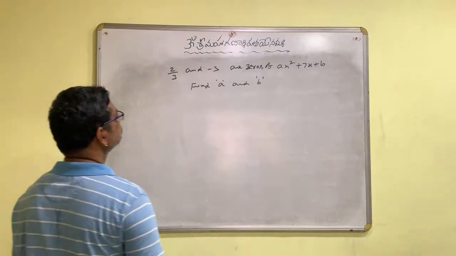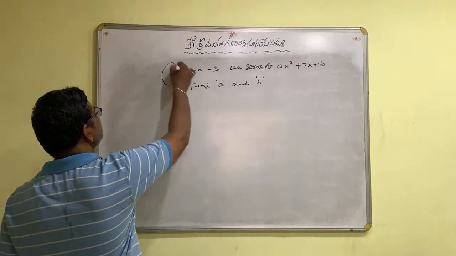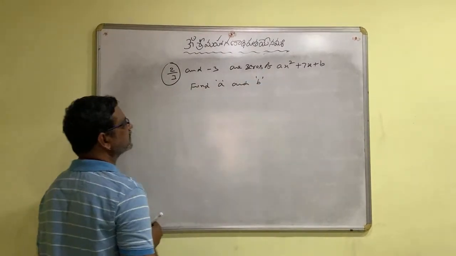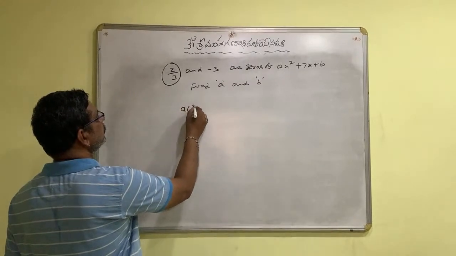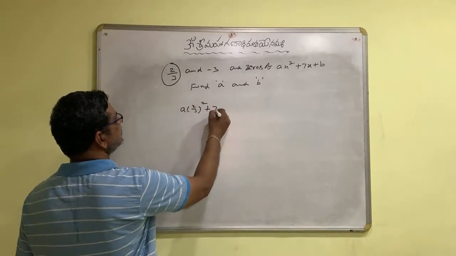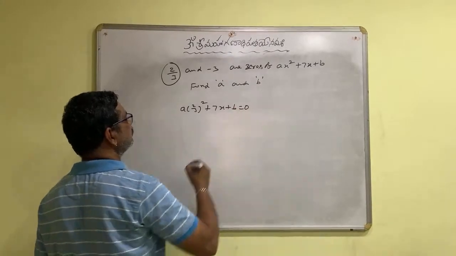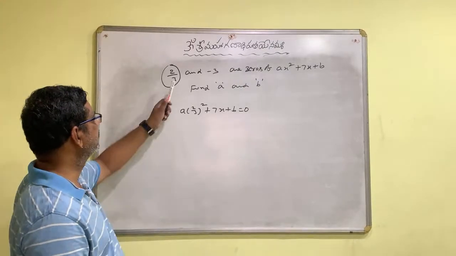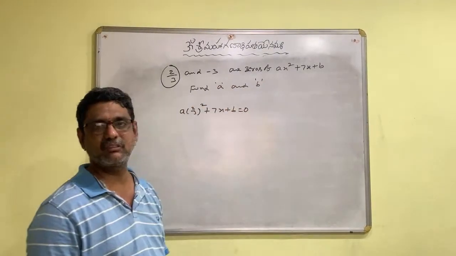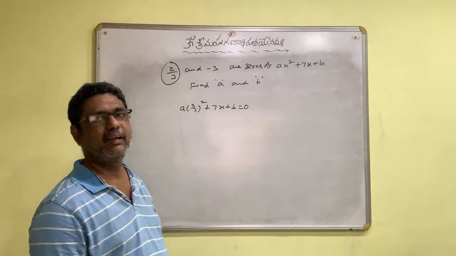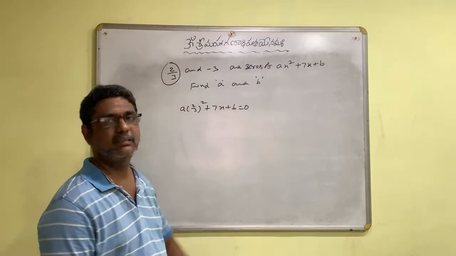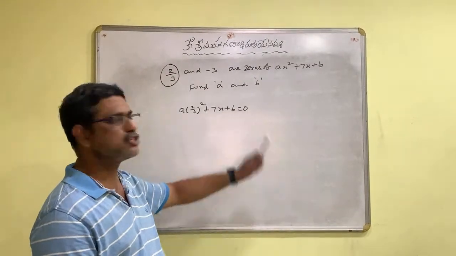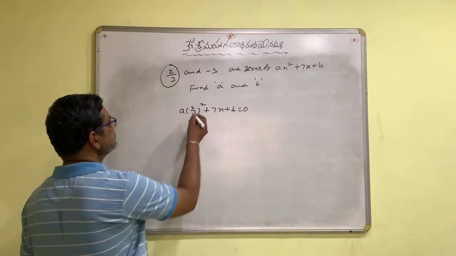How to do it? It is given that 2 by 3 is a zero of that polynomial. Just insert 2 by 3 in the place of x. a into 2 by 3 whole square plus 7x plus b is equal to 0. Why we have to put is equal to 0? Given 2 by 3 is a solution for this. That means 2 by 3 must satisfy the given polynomial. That means remainder 0. Now simplify this.